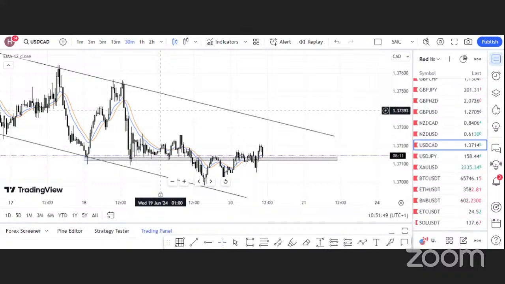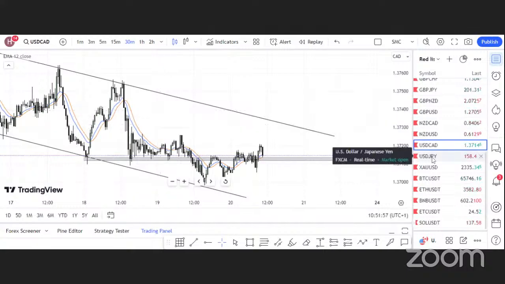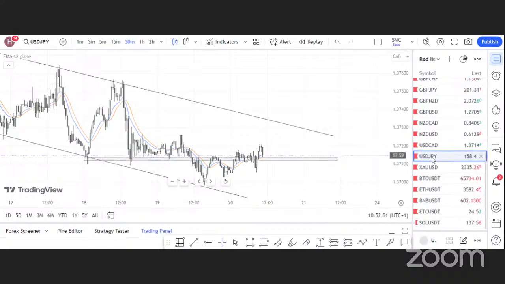But we have about 8 minutes plus to the end of this current candle. So I think we should make analysis on another pair and come back to check on this later.